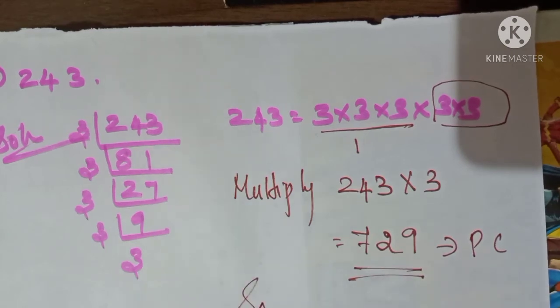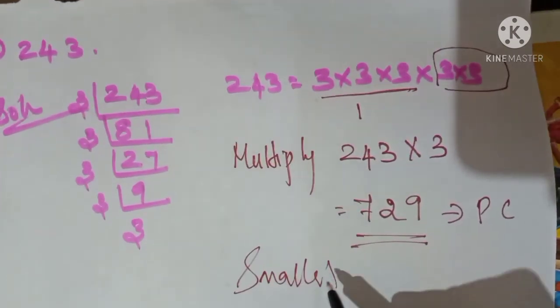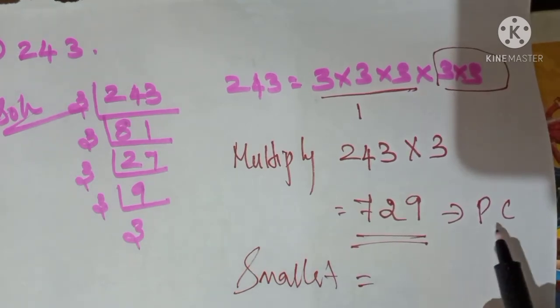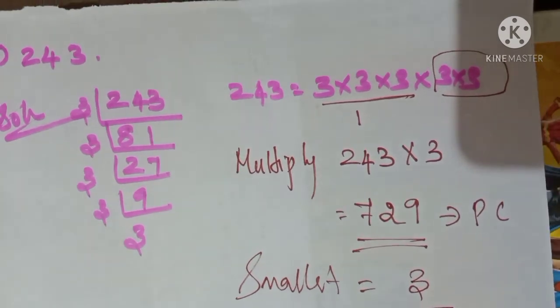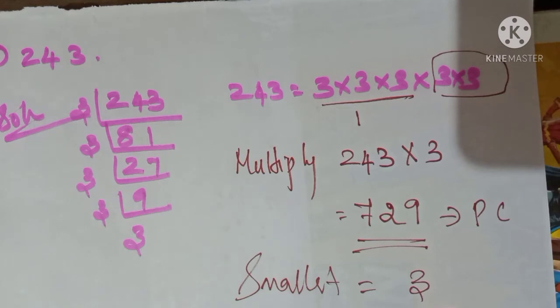What is the smallest natural number? What is the smallest number we have multiplied to obtain the perfect cube? 3, right? So 243 is the given number in the question and that is not a perfect cube. In the question they are asking, when you multiply one smallest natural number with the given number 243, you will get the perfect cube. We don't know that number, so we want to find it.